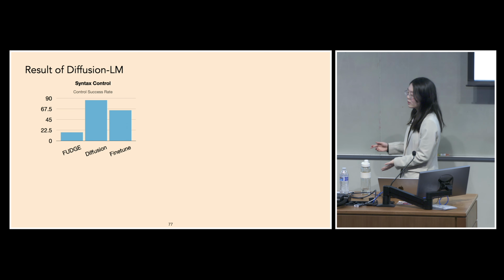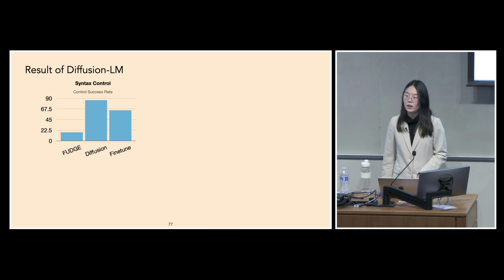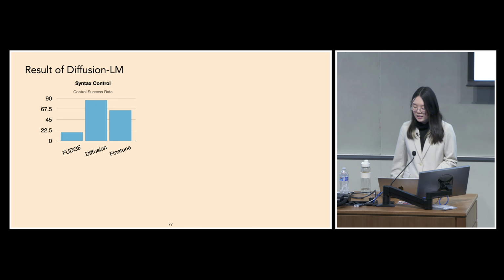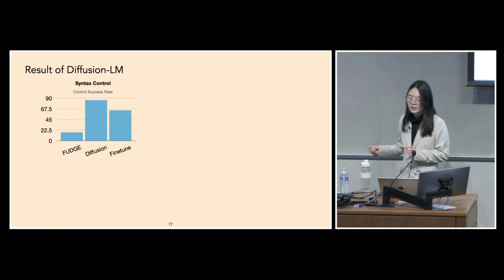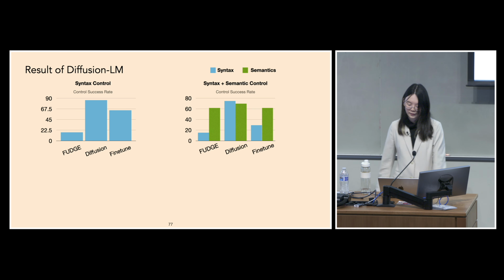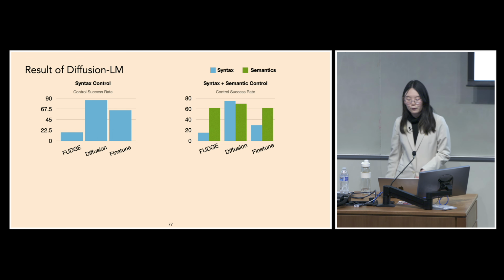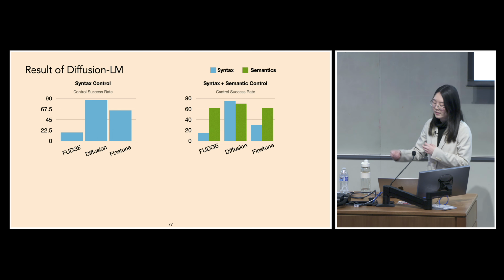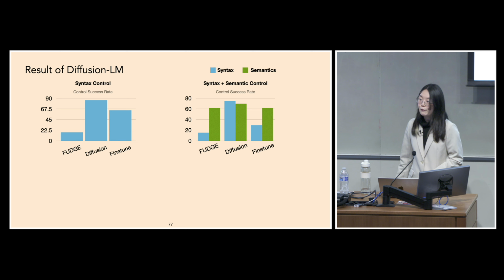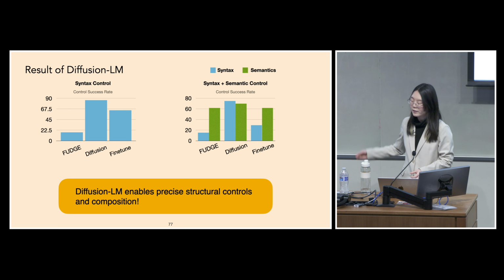So here are some results of Diffusion-LM and control. We compare it to fine-tuning an autoregressive model and another plug-and-play baseline on top of autoregressive models. So we can see that our approach is outperforming the two baselines by a significant margin for this structured syntax control problem. Further, we tried composing syntactic and semantic controls together. Here, the blue box is the control success rate for the syntax control task, and the green box is the success rate for the semantic task. We find that Diffusion-LM really performs very well under composition of different controls.